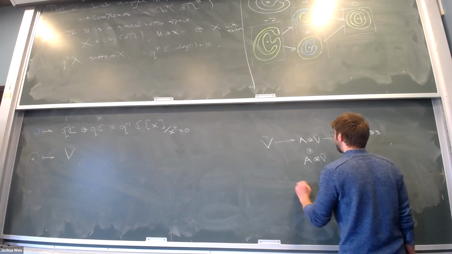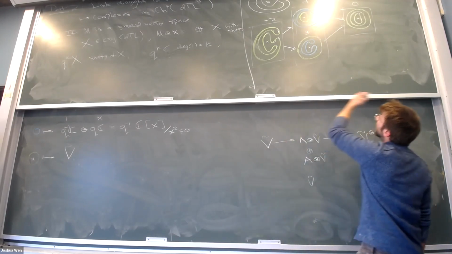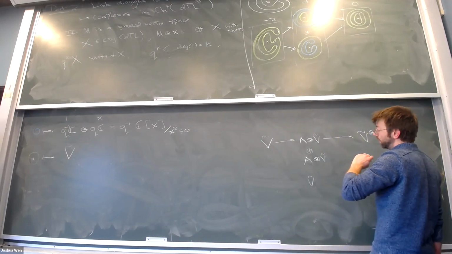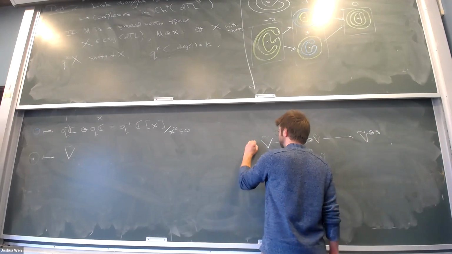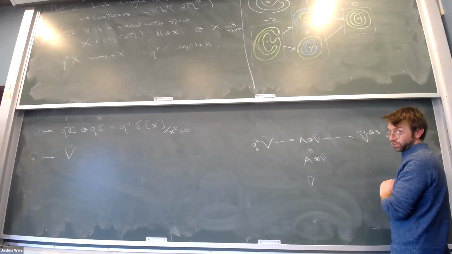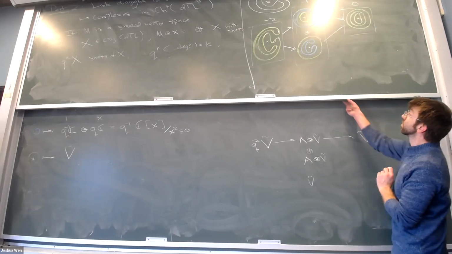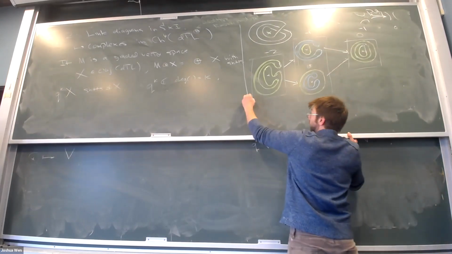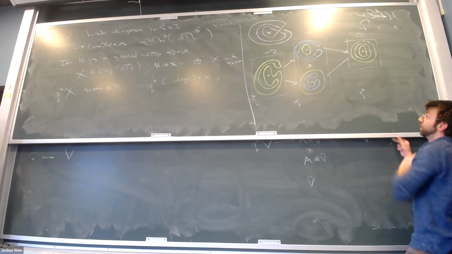So let me write it as V tilde. And there's shifts, I'm sorry. I didn't write them in that picture because it would have been annoying. The shifts should have been Q squared. I'll just write the shifts. The shift should have been Q squared, Q to the zero.